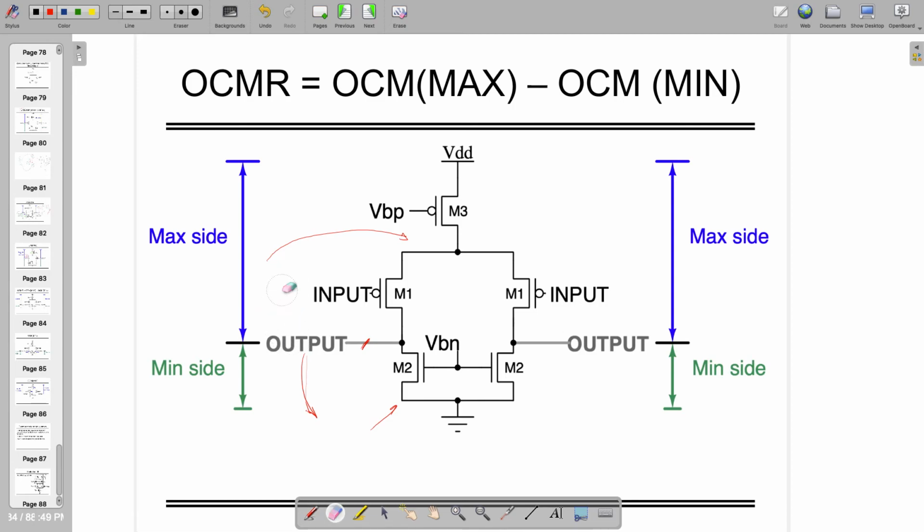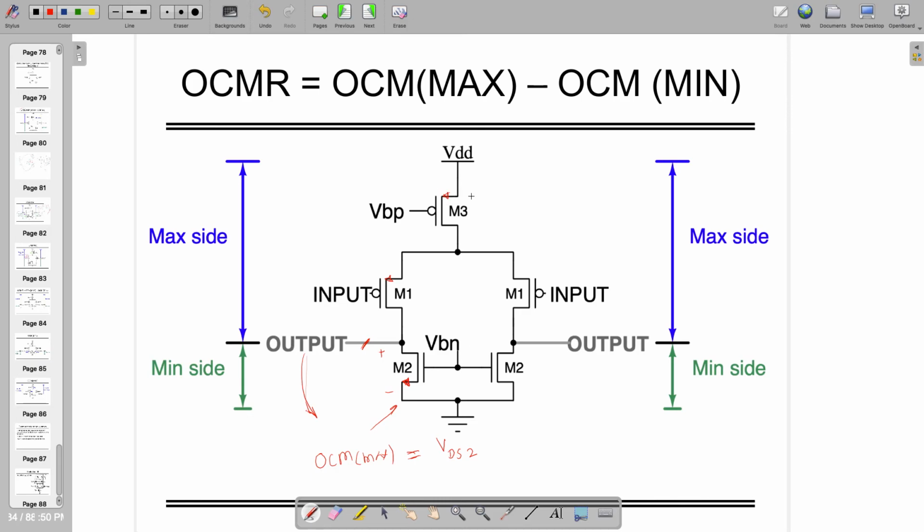So now let's find out what the OCMR is. In that case OCM max has to be found out. OCM max is nothing but, if I am holding a multimeter in my hand and measuring the voltage across M2, it's going to be VDS2. By the way, source is here. In this case, source is here.